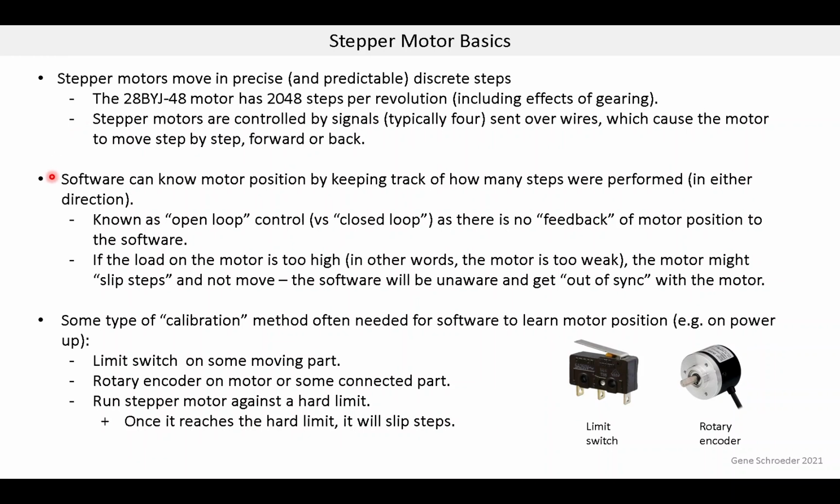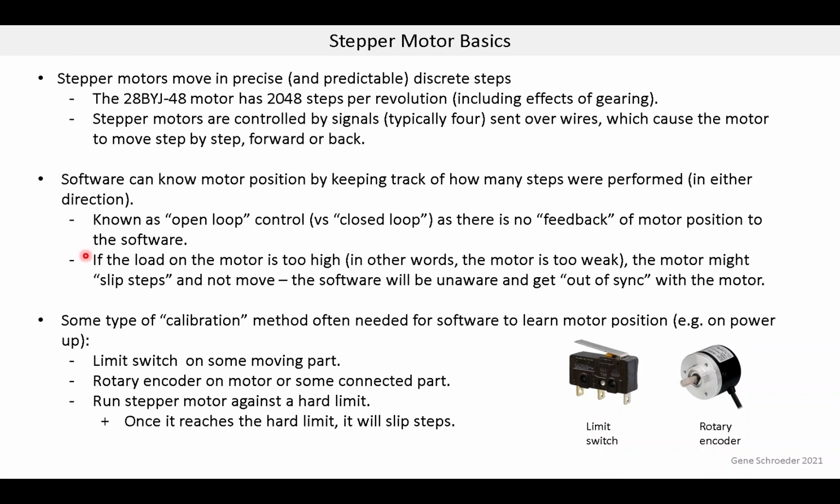The nice thing about stepper motors is your software can know the motor position by keeping track of how many steps were performed in either direction. This makes stepper motors great for positional control. This is known as open loop control, as there is no feedback of motor position to the software. The software just assumes the motor is moving as commanded. With closed loop control, there is some measurement device to tell the software the true position of the motor.